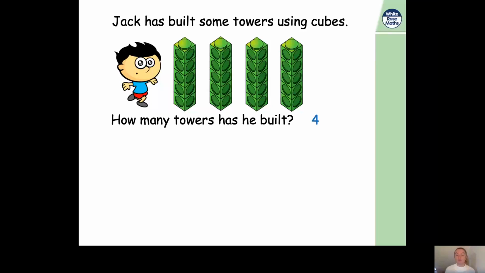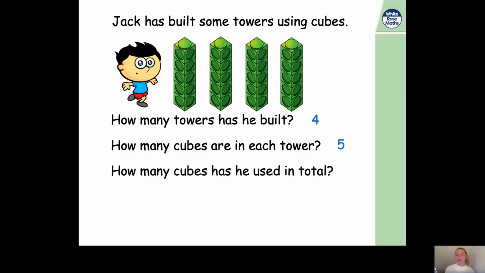So he's built 4 groups of cubes. And how many cubes are in each tower or group? Let's count together again. 1, 2, 3, 4, 5. There you go. So we have 4 towers or 4 groups with 5 in each. So we're trying to work out how many cubes has he used in total. Well, let's write a multiplication number sentence. So how many groups of cubes or towers of cubes have we got?